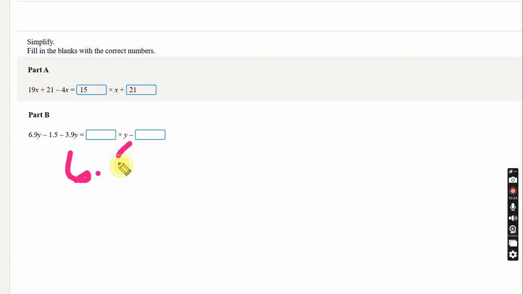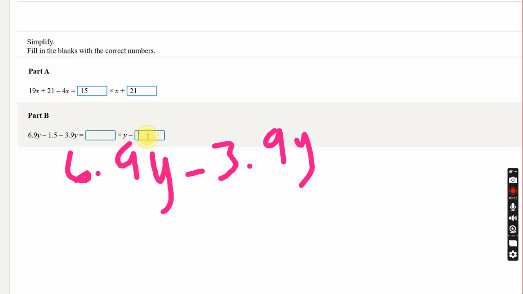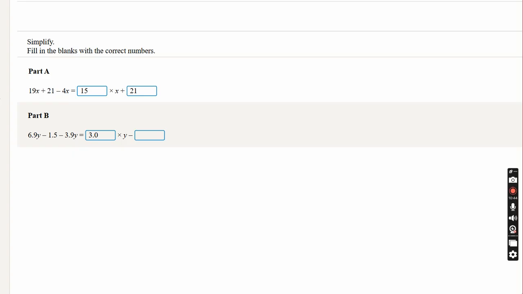6.9, let's write it. 6.9y minus 3.9y. There are terms, one is positive, one is negative. 6 minus 3 is 3, 9 minus 9 is 0, so 3. We'll just put here 3, 3.0. You can either write 3 or you can write 3.0. And the other one is 1.5. Just write 1.5 directly, and they've kept the negative sign here. Remember, check. If they've written the negative sign here, don't put the negative sign next to the number. Just put it directly 1.5.